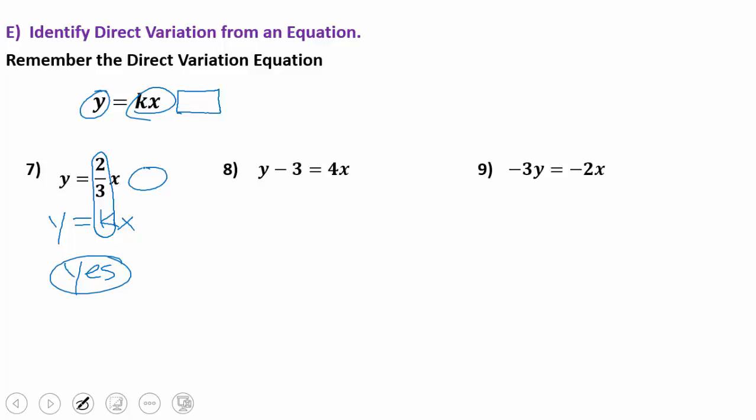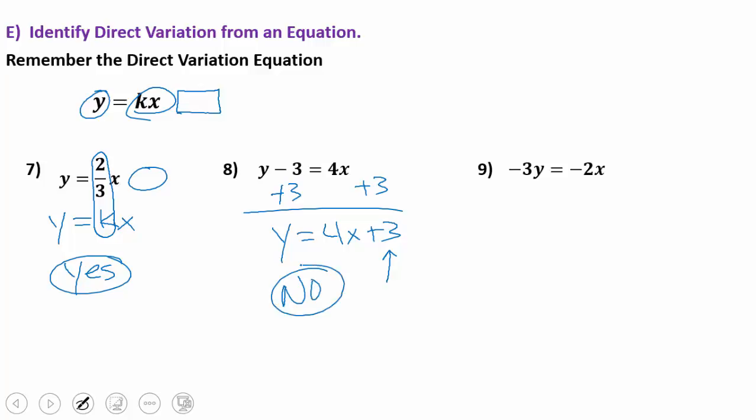Coming over here to number 8, y minus 3 equals 4x. Solving for y, I would have to add 3 to both sides. So y equals 4x plus 3. Well, this intercept is not the origin, so there's no way that this is a direct variation equation.